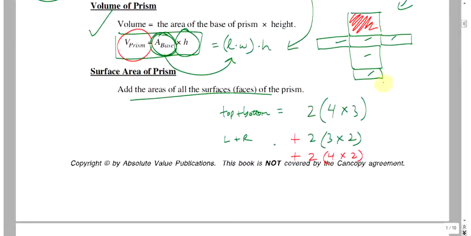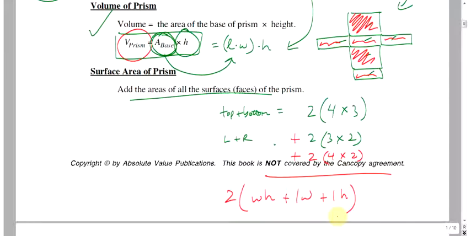I want the area of that one, which is the same as that. This one, same as that. And this one, same as that. Add them all together. That's the total surface area, whatever the number is. Look on your formula sheet. Is there a little formula there? Yeah. What does it say? Surface area is 2 times bracket width times height plus length times width plus length times height.